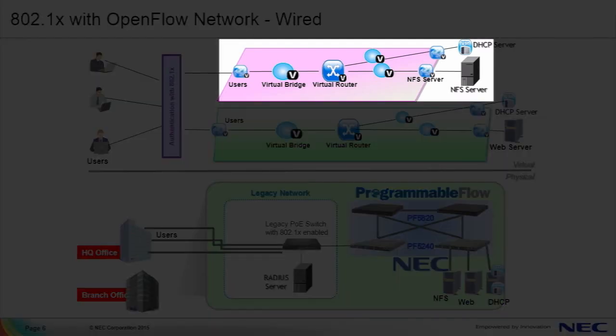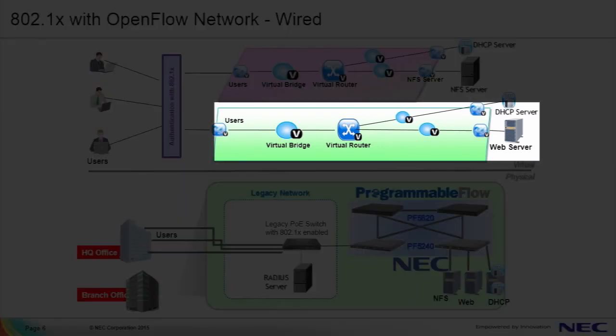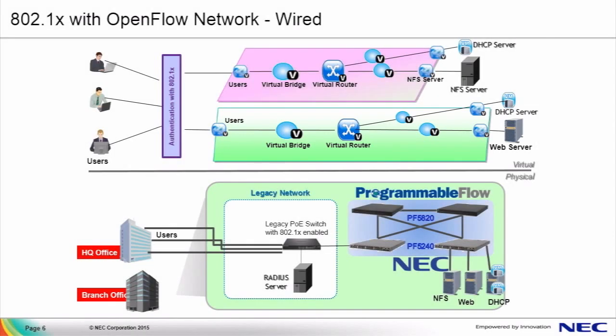In the case of the pink VTN, as users are authenticated and provided access via the VLAN mapping technique, users are granted access to the NFS server. Below the pink VTN, we have a green virtual tenant network, and as users are mapped via the VLAN mapping technique to that virtual tenant network, they're provided access to the web server. In the next slide, we'll illustrate how the VLAN mapping technique works and additional details of how users are granted access to different virtual tenant networks.